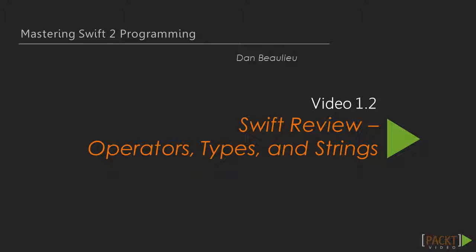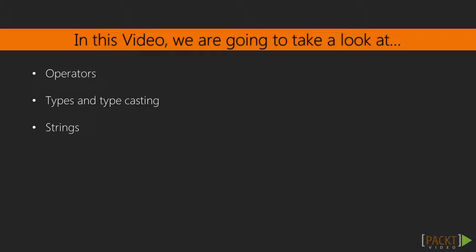Now, let's move on to the first video of this section, Swift Review, Operators, Types, and Strings, to begin our Swift overview. In this video, we'll touch on some of Swift's unique language features. We'll begin by discussing Swift's operators, types, and typecasting. We'll also be sure to spend some time discussing Swift's unique string type.